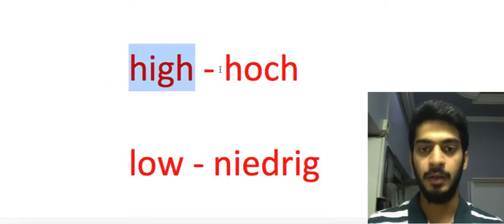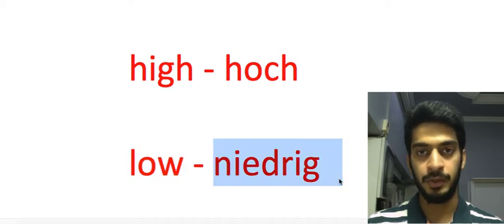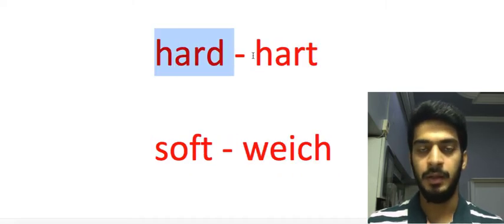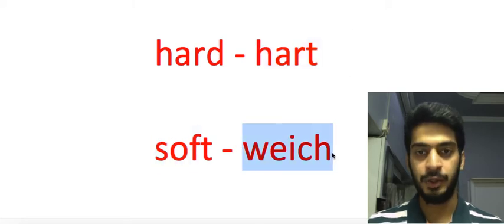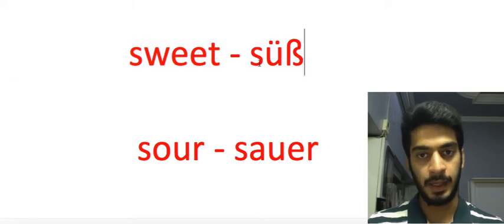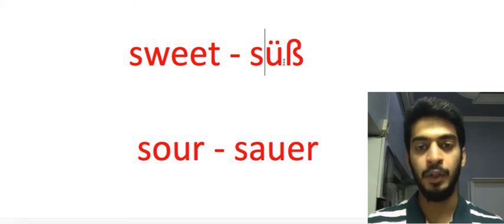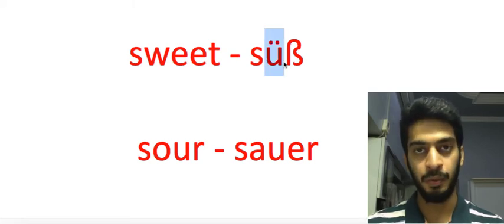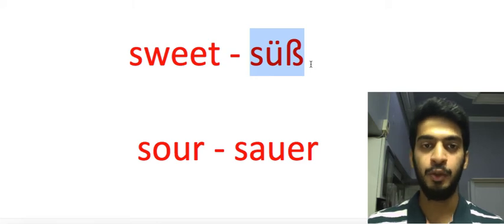High, hoch, low, niedrig, hard, hart, soft, weich, sweet, süß. Again, S alphabet is pronounced as Z, and we have U with umlaut, which is U in pronunciation. So, süß, which means sweet.